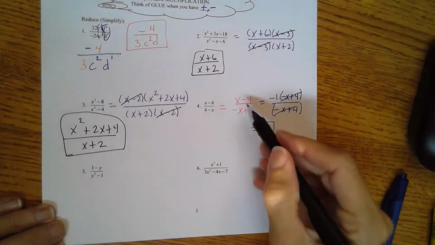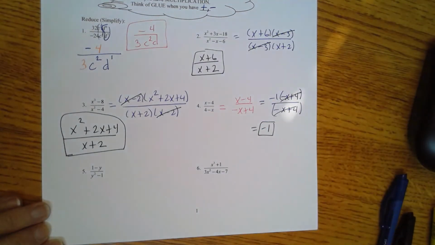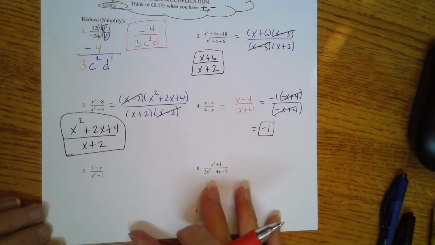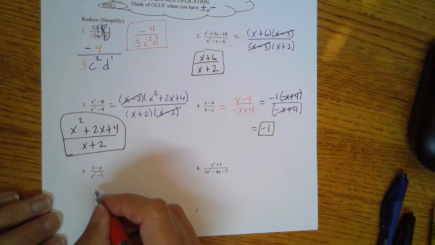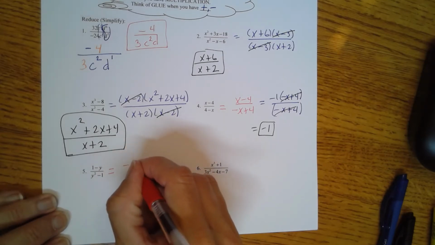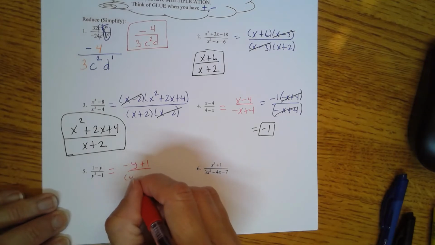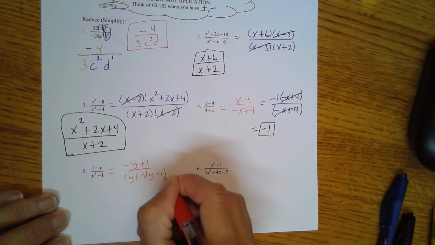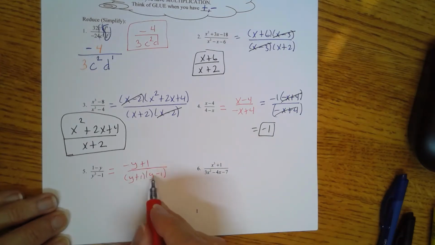So be aware that if all your signs are complete opposite, factor out a negative 1, and hopefully you can still cancel. So for example, on number 5, we have 1 minus y over y squared minus 1. Again, what do we need to do? Well, you need to think about factoring because we see plus signs and minus signs. The top cannot be factored, but I'm going to rewrite it with the y first. And the y squared minus 1 can factor into y plus 1 and y minus 1.